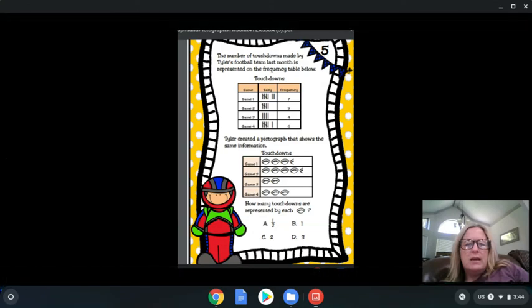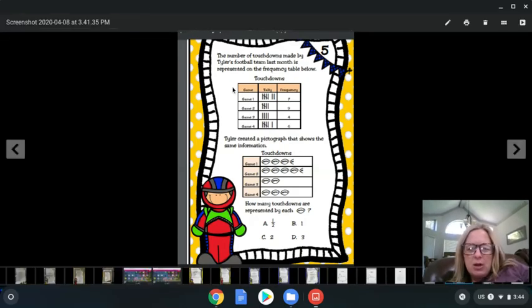It says the number of touchdowns made by Tyler's football team last month is represented on the frequency table below. So it might be a little hard for you to see, but game one has 7 tally marks. So what do the tally marks represent? Let's go back and look. It says the number of touchdowns made by Tyler's football team last month. So in game one, they made 7 touchdowns. Game two, they made 5 touchdowns. And then game 3, they made 4 touchdowns, and then game 4, they made 6.